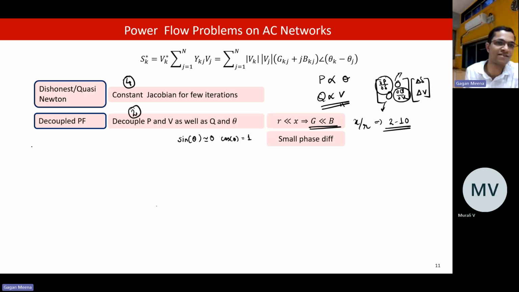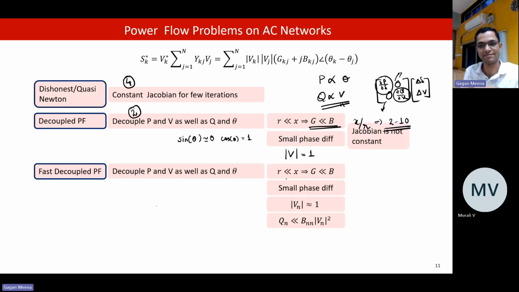For fast decoupled load flow, I think these are the assumptions. These are the assumptions for decoupled, and fast decoupled will make two more assumptions on top of these. One is that voltage is nearly 1 per unit. And another one is that Q1 is less than Vn and Vn square. This will neglect the shunt part.